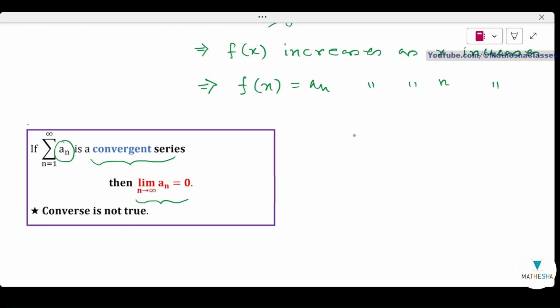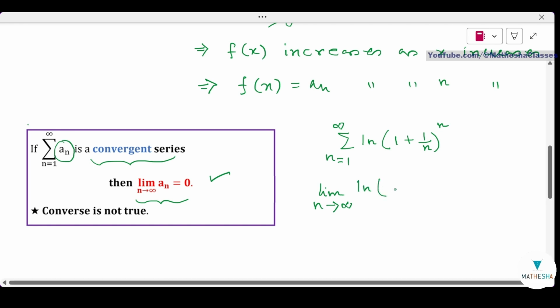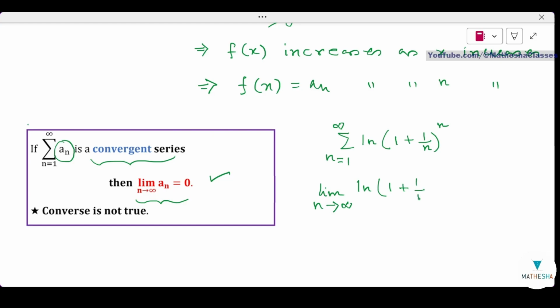Now what is the given series here? It is summation log of an. Log of an means log of 1 plus 1 upon n whole to the power n. Okay, so this is the series, and we'll show that for this series this result will fail. That means we'll show that limit n tends to infinity log of 1 plus 1 upon n whole to the power n is not equal to 0. ये हम शो करेंगे.